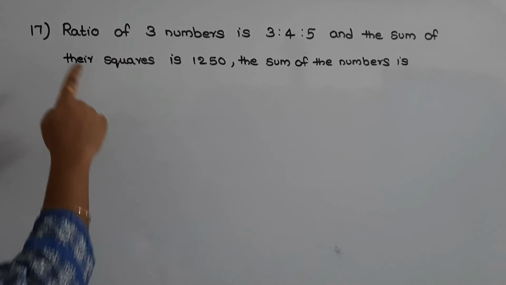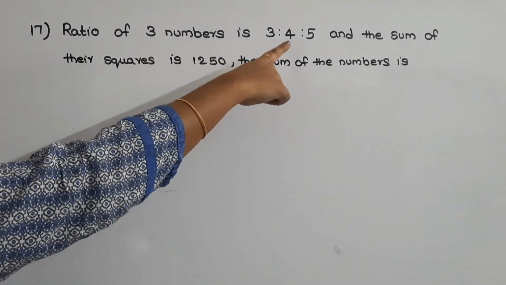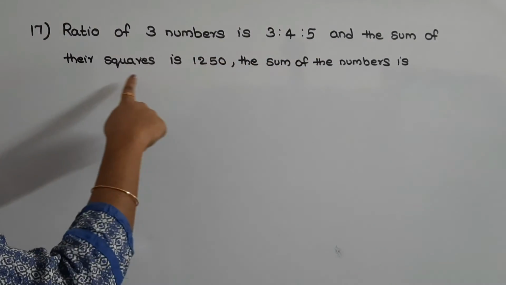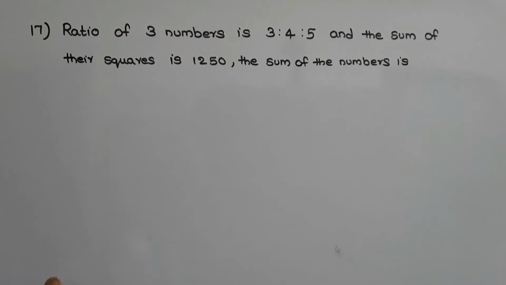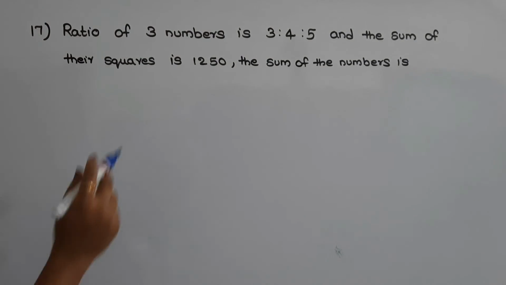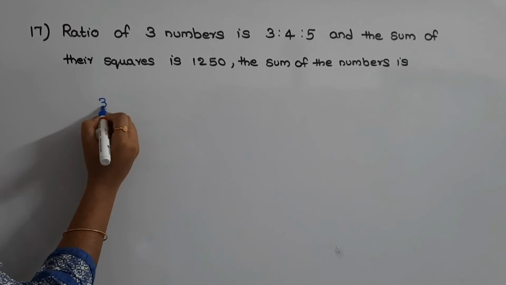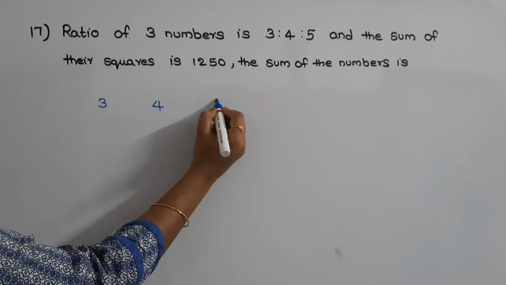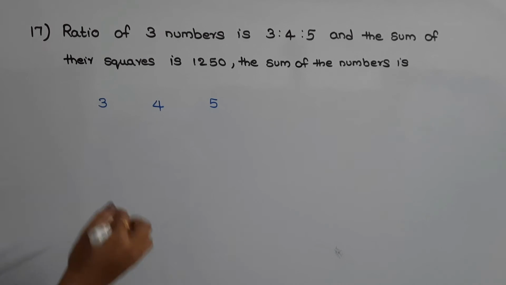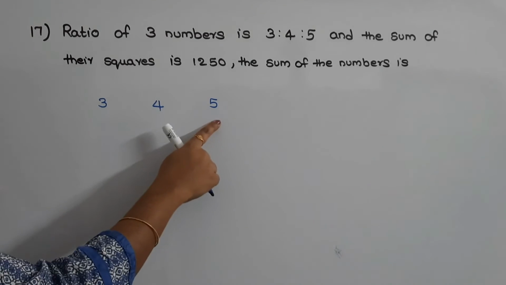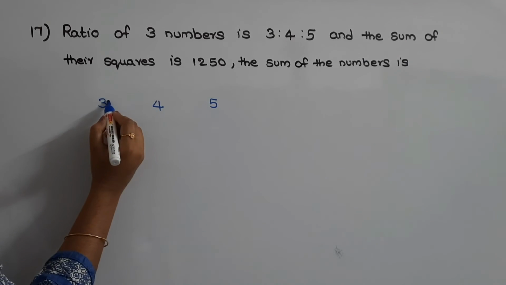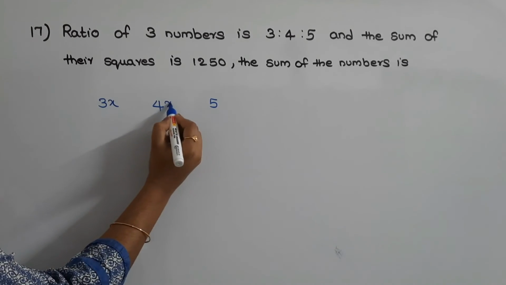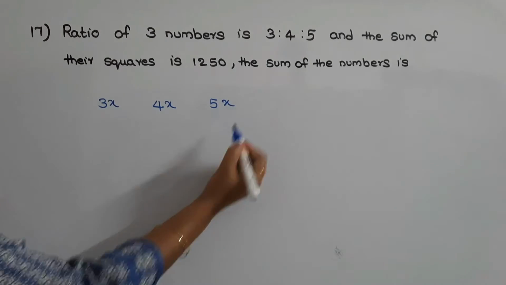The next question is, the ratio of three numbers is 3 is to 4 is to 5 and the sum of their squares is 1250. The sum of the numbers is? So in this question they have given the ratio of three numbers as 3 is to 4 is to 5. Let us consider the first number as 3x, second number as 4x and the third number as 5x.